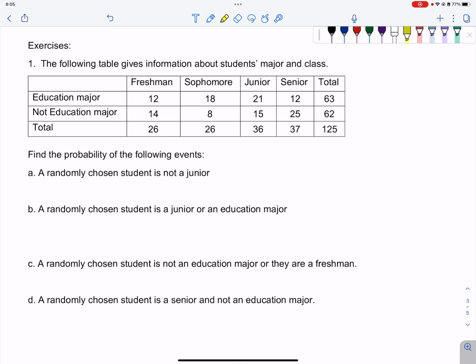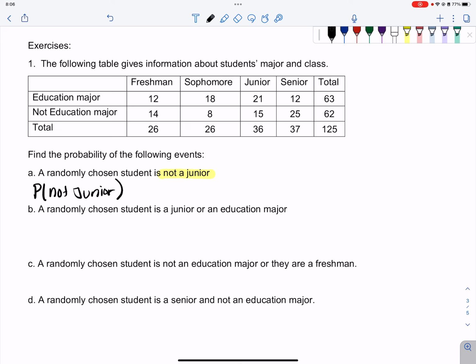In this table, we have been given information about a student's major and their class. And now we want to use this to calculate some probabilities of some different events happening. The first one, we want to find the probability that a randomly chosen student is not a junior. So we want to find the probability of not junior.